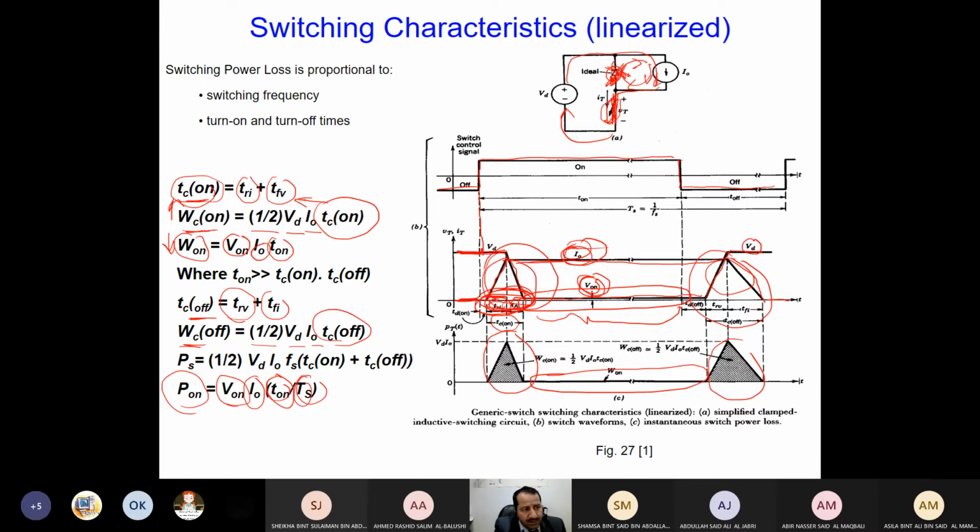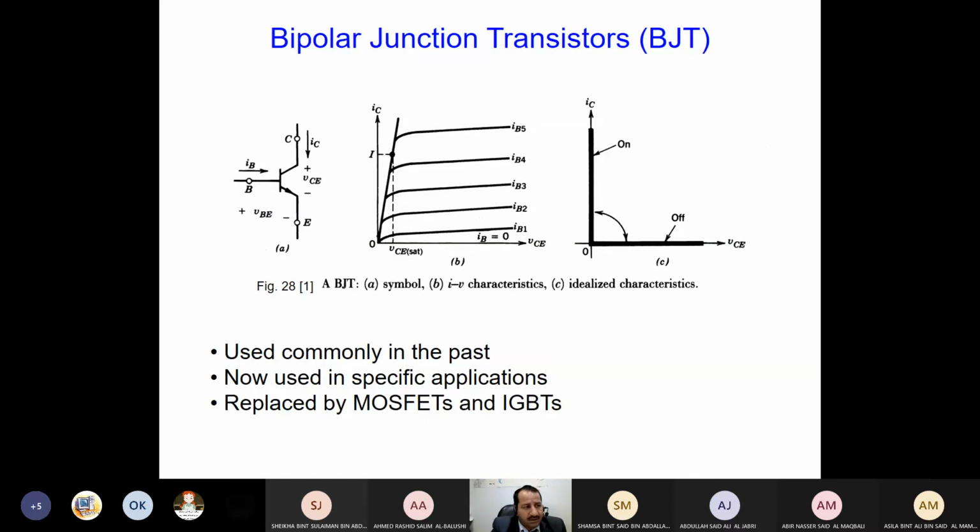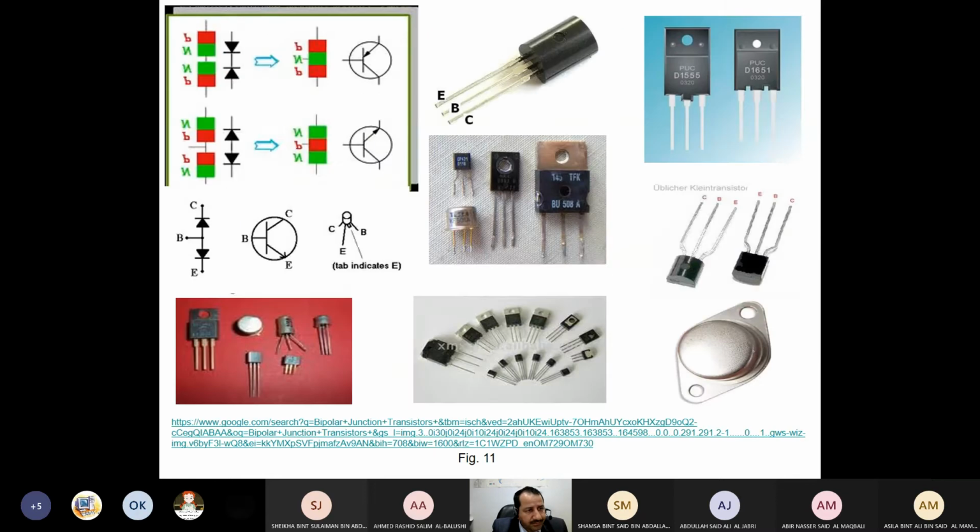I'm revising. Now BJT, we discussed it in level 2, if you remember. We say that it's a 3-terminal device: collector, emitter, and base. We discussed DC bias and IV characteristics. The input characteristics are between I base and V base-emitter, and the output characteristics are between I collector and V collector-emitter. We classify the regions here: this is the active region, this is the cutoff region, this is the saturation region. All this has been discussed. I just want to mention and remind you.